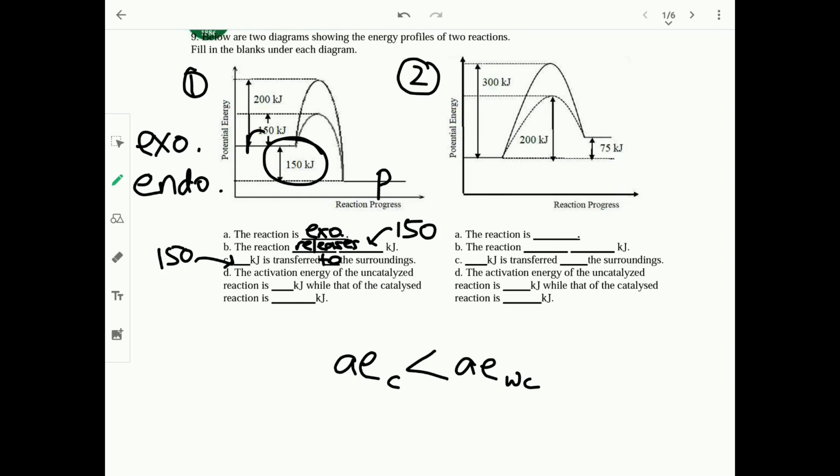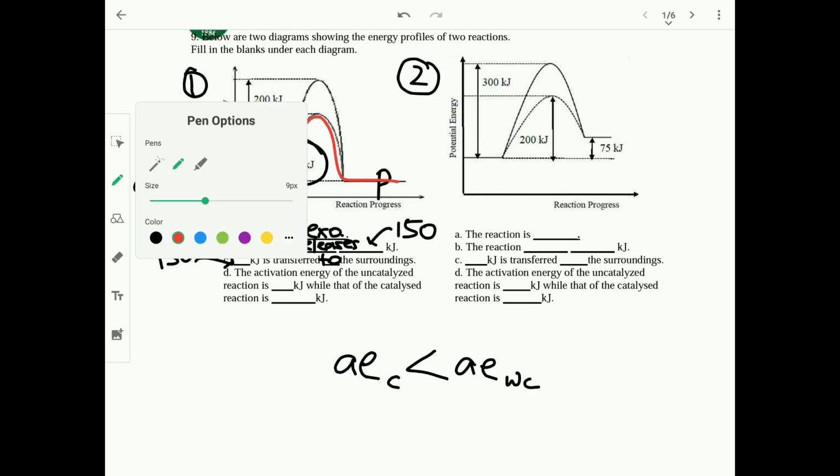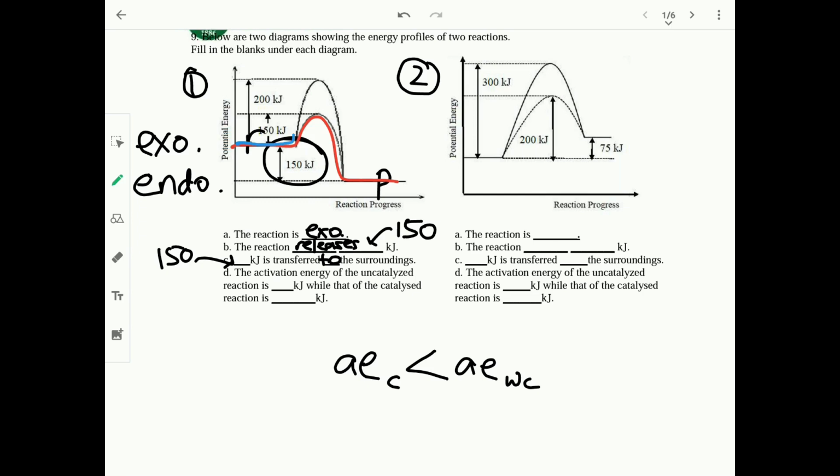So now we have two different reaction paths. We have one reaction path, let me do it in red, that goes like this. And the other one, let me do it in blue, goes like this. Now obviously, just by plain reading, we can see that the red one has a lower activation energy. It goes up a lower amount than going to the final state. So for the uncatalyzed, it's obviously 200 kilojoules. And for the catalyzed is 150. Look at the heights here.